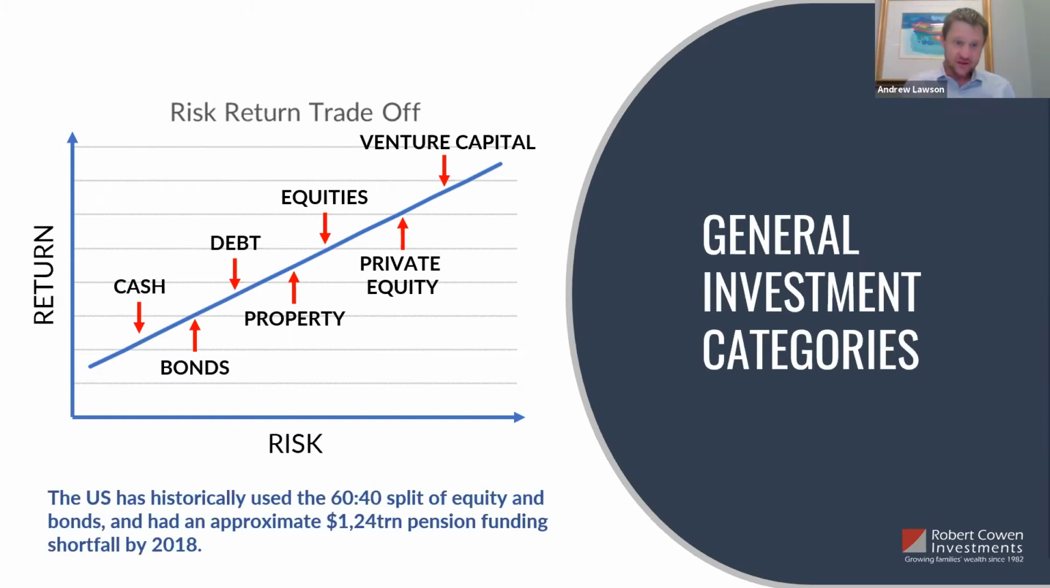Just as an interesting fact, the US has historically used a 60-40 split when making pension fund, retirement fund investments. The 60-40 split is essentially 60% equity exposure and 40% bond exposure or fixed income, so there would be some debt component in that. But because of the reducing returns that they have had on cash and interest-bearing investments over the years, as at the end of 2018, they sat with about a $1.2 trillion shortfall in terms of pension funding.